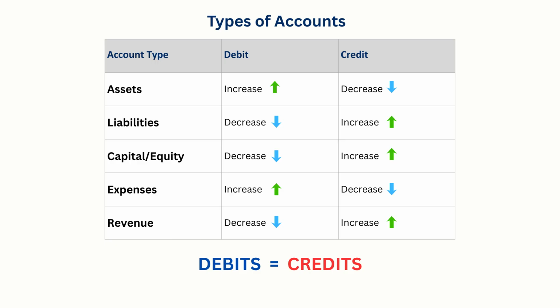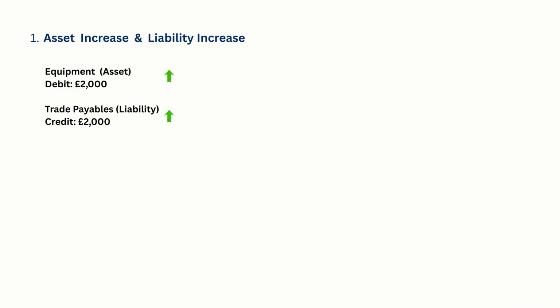The duality principle tells us that every transaction has two sides. To record these, we use double-entry bookkeeping. One account is debited and one account is credited, and the total debits must always equal the total credits. Whether a debit or credit means an increase or decrease depends entirely on the type of account. Transactions can fall into 4 different duality patterns.